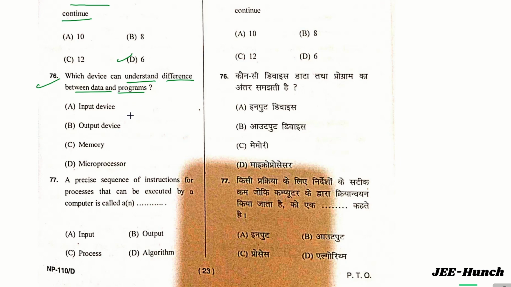76. Which device can understand the difference between data and program? So memory, because input and output devices can never understand this, because they don't have memory, and so memory can do this. Option number C is correct.